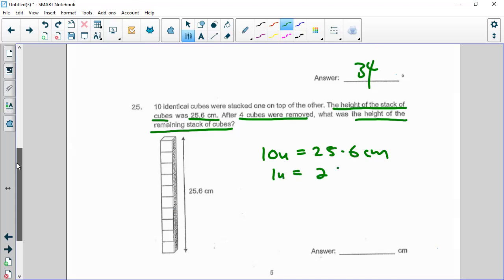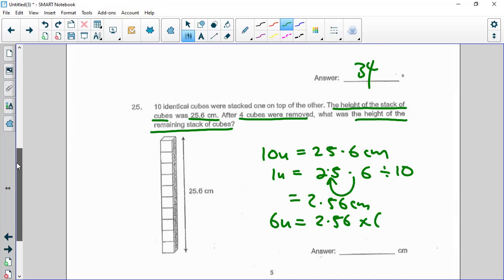Divide by 10. Shortcut, all right, shift the decimal point to the left. So shift to the left 1 time, and you will get 2.56 centimeter when you divide by 10. Okay, you understand? When you divide by 10, shift the decimal point to the left 1 time. So the height of 1 cube is 2.56 cm. So how many cubes are left behind? You take away 4 cubes, so you have 6 cubes left behind. So you take 2.56 times 6. All right, this one, no shortcut. So you have to do working.